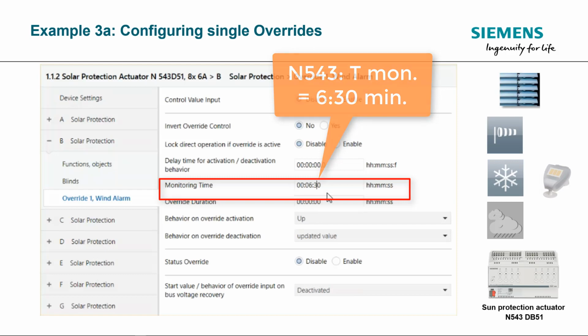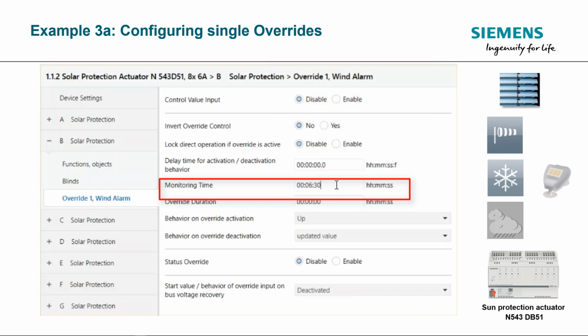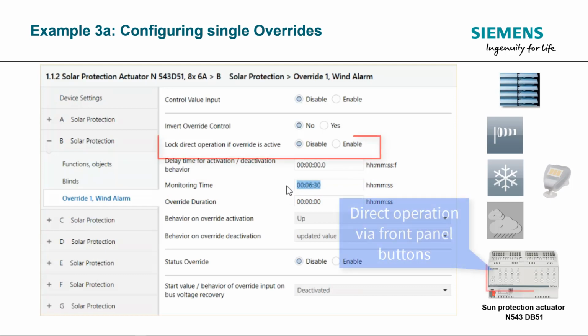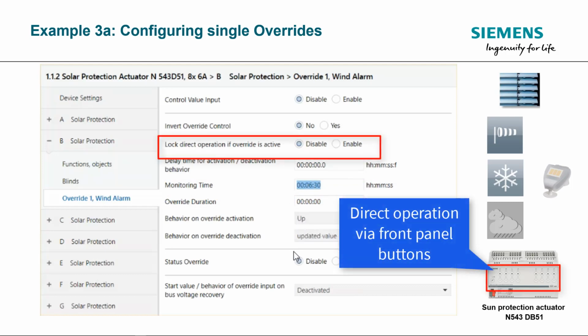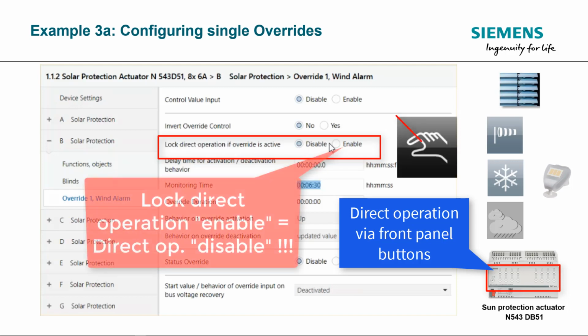Please also note, the actuators have a direct operation option. The user can therefore operate the channels directly on the front panel. If the wind alarm is active, however, this is not to be recommended. Therefore, the parameter Direct Operation with Active Override is set to Disable.